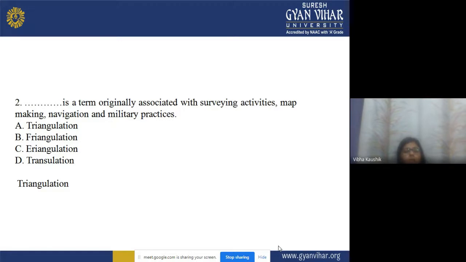Second one: dash is a term originally associated with surveying activities. That means it is used for survey, map making, navigation, and military practices. The options are triangulation, triangulations, irregulations, and transulations. Now, the correct answer is option A, that is triangulation.